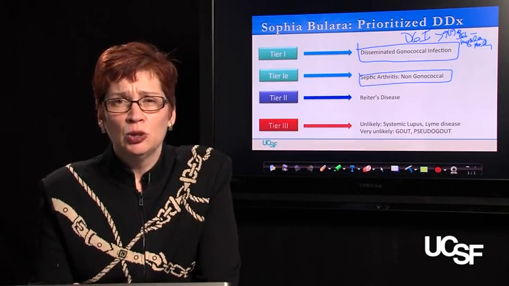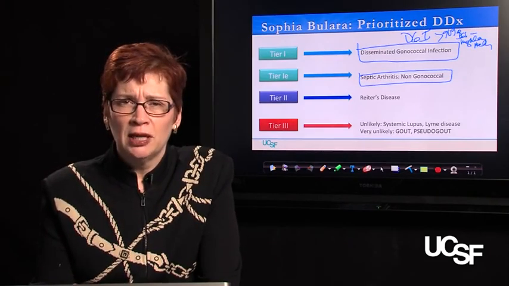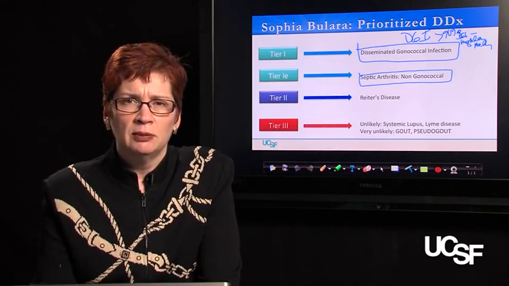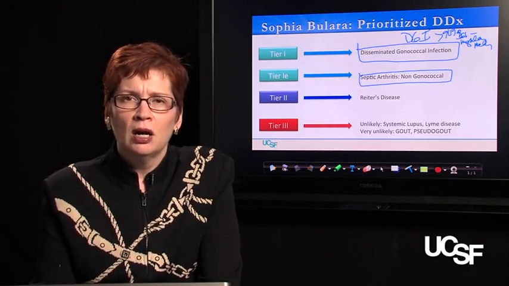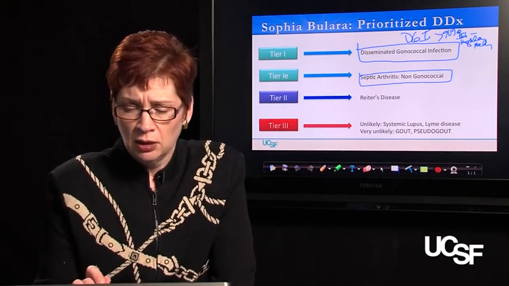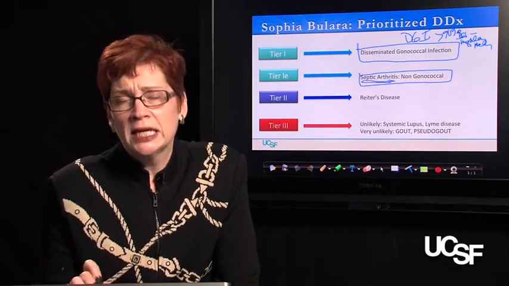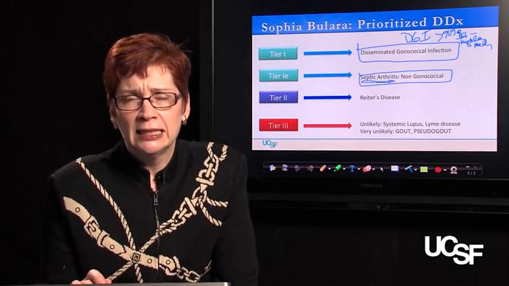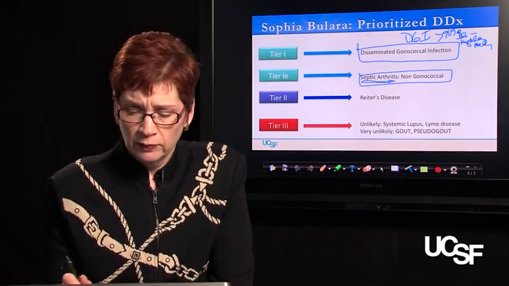And then a new joint has been involved. And so that first elbow should not have gotten better. That's not compatible with a septic arthritis picture, nor is the type of rash that she's demonstrating. So that makes septic arthritis a valid 1E diagnosis. It's much less likely than tier 1, but something emergent.